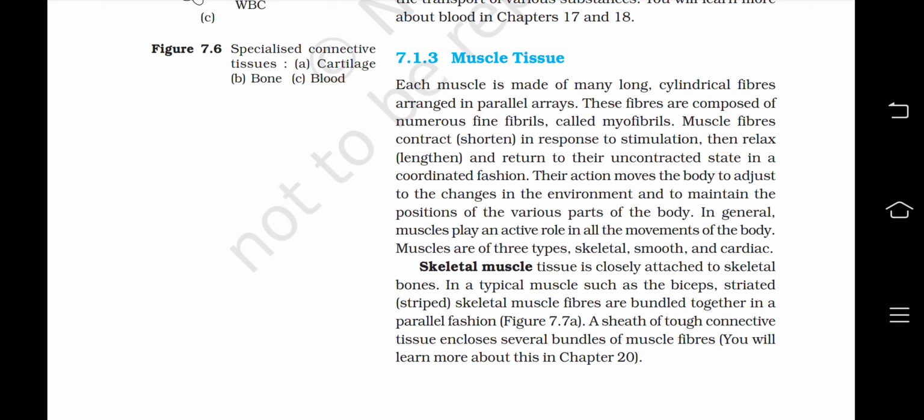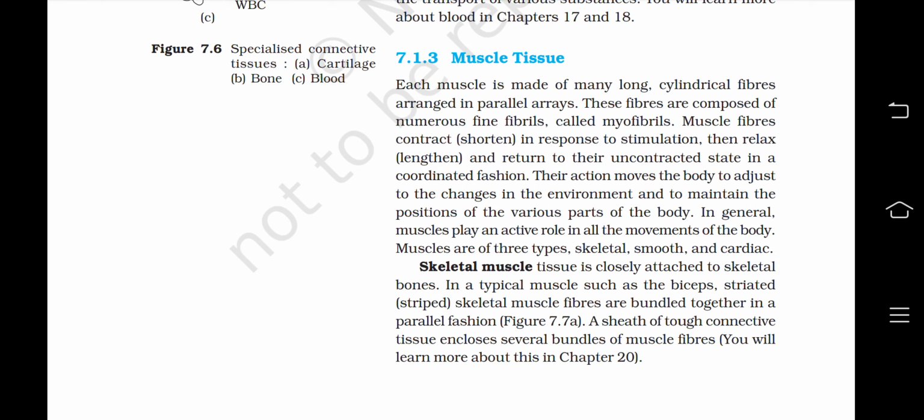We are starting off with the muscle tissue. Each muscle is made of many long cylindrical fibers arranged in parallel arrays. These fibers are composed of numerous fine fibrils called myofibrils. Muscle fibers contract or shorten in response to stimulation, then relax or lengthen and return to their uncontracted state in a coordinated fashion. Their action moves the body to adjust to the changes in the environment and to maintain the position of the various parts of the body.